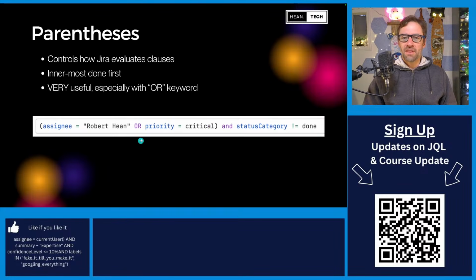This is a little bit more of an advanced concept like applying parenthesis, because you can get much more sophisticated and targeted in your clauses and in your statements. So again, this is forcing it to first get a list of assignee as Robert Hean and combining that with a list of any ticket with priority as critical, and then restricting that based on status category.